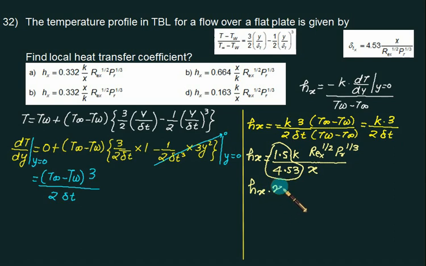So we have Hx into x by k, that is the Nusselt number. The relation already proved is 0.332 into Reynolds to the power 1 by 2, Prandtl to the power 1 by 3. This is called the local Nusselt number.